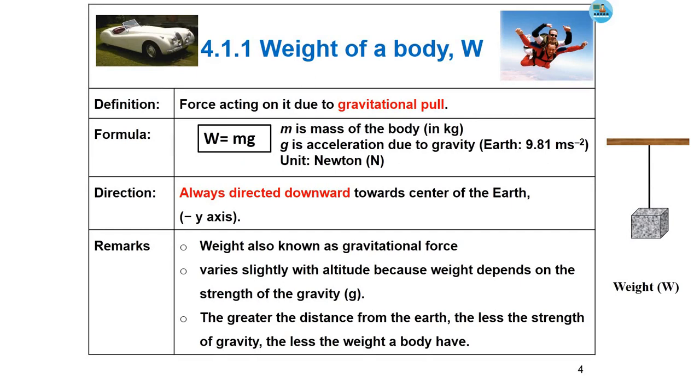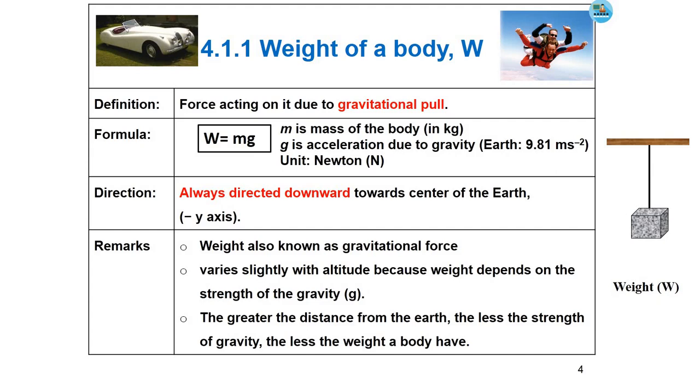4.1.1 Weight of a body is the force acting on it due to gravitational pull. Formula: W equals mg. m is the mass of the body in kilograms. g is the acceleration due to gravity. Unit is Newton. Direction is always downward, meaning it is toward the center of the earth.